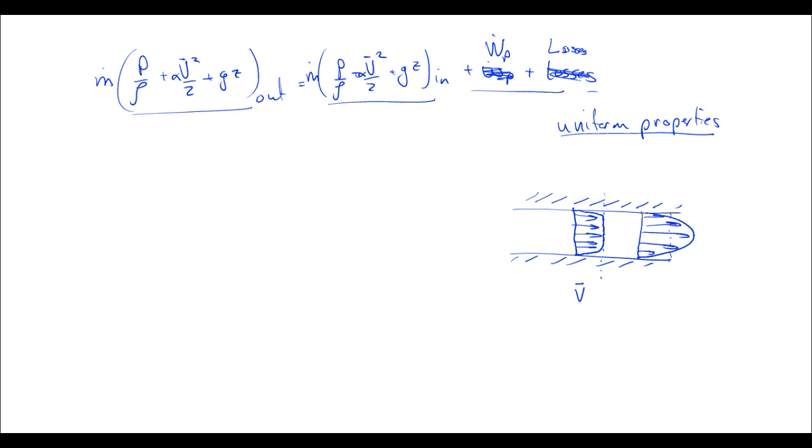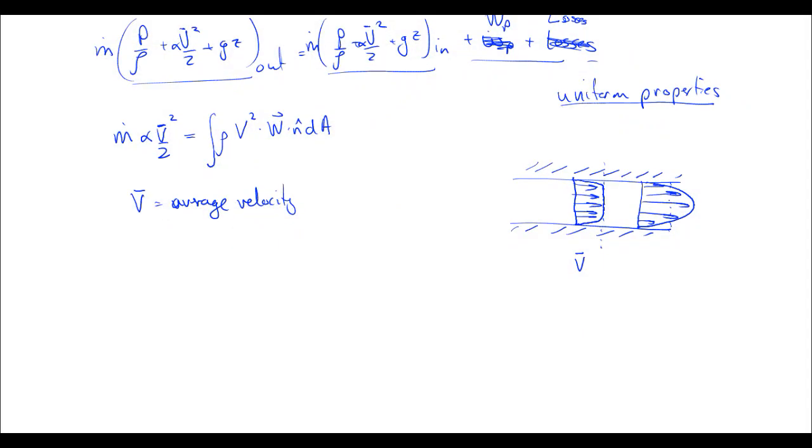Then we can say, all right, so we have m dot alpha v bar squared over 2, where remember v bar is equal to the average velocity. We want to set it equal to the actual amount of kinetic energy that is crossing our boundary. So this is going to be equal to the integral of rho times v squared times w dot n hat dA. So let's take that down here.